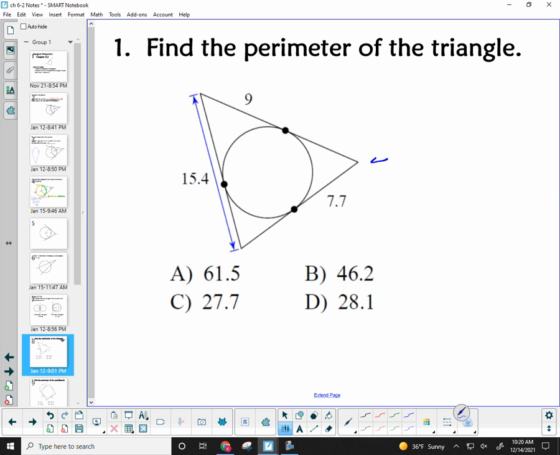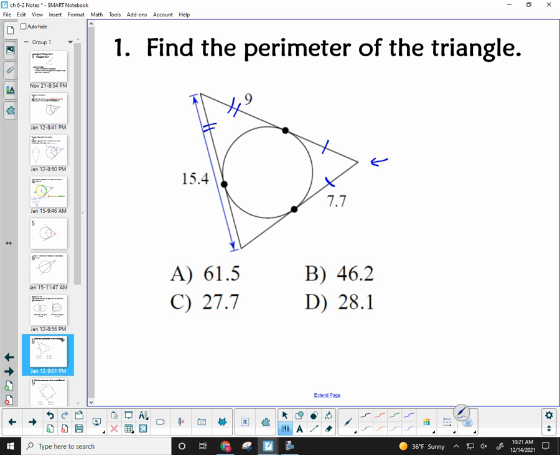So this angle right here is actually formed with tangent lines. If that's the case, then those 2 segments have to be congruent. Right? Because we know tangent segments that meet at a point outside the circle are congruent. That's true at every single vertex of my triangle. So the 9 here has to be congruent with this part.